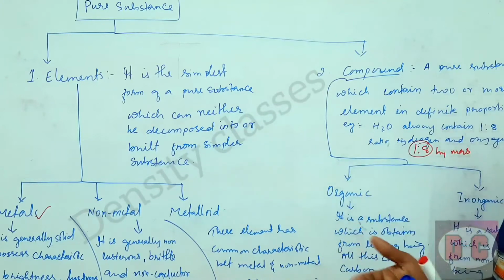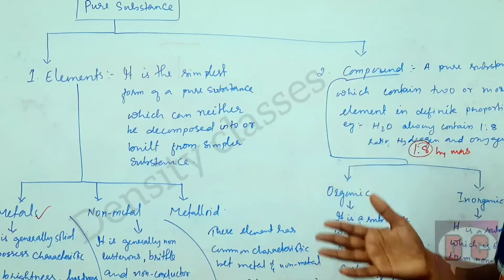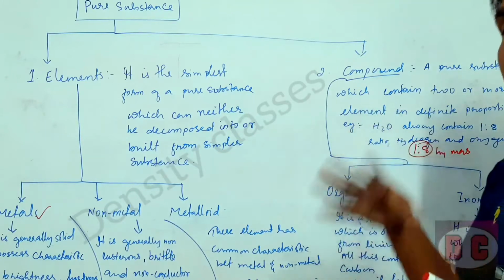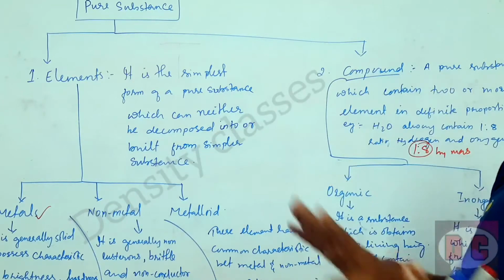Carbon dioxide is also a compound, okay or not? Why? Because there also the composition is fixed; it's not a mixture.